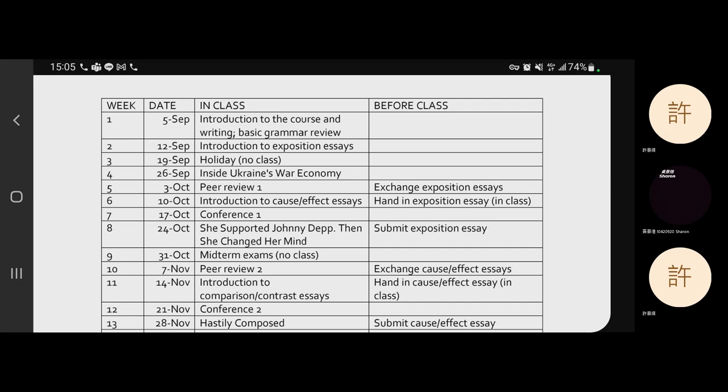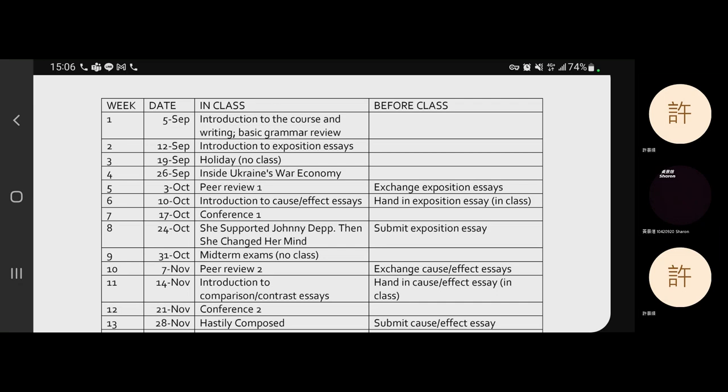Week six, according to this schedule, you will hand in the draft of your exposition essay to me. When it says hand in, it means paper. I want a paper copy of your essay. I will spend the next week marking your essays. And where it says week seven, I will return your essays to you.